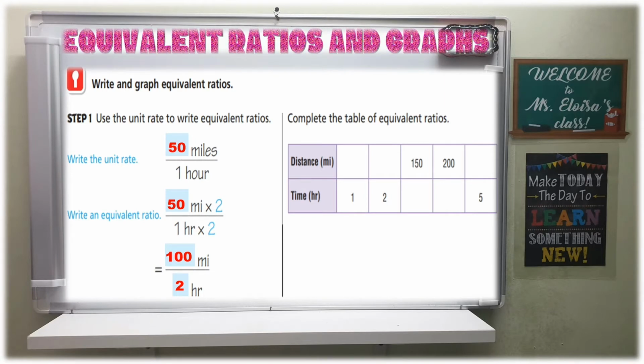So, the distance will be 50 miles in 1 hour, and that is 100 miles in 2 hours. It's 150 miles in 3 hours, 200 miles in 4 hours, and in 5 hours, the car will travel a distance of 250 miles.